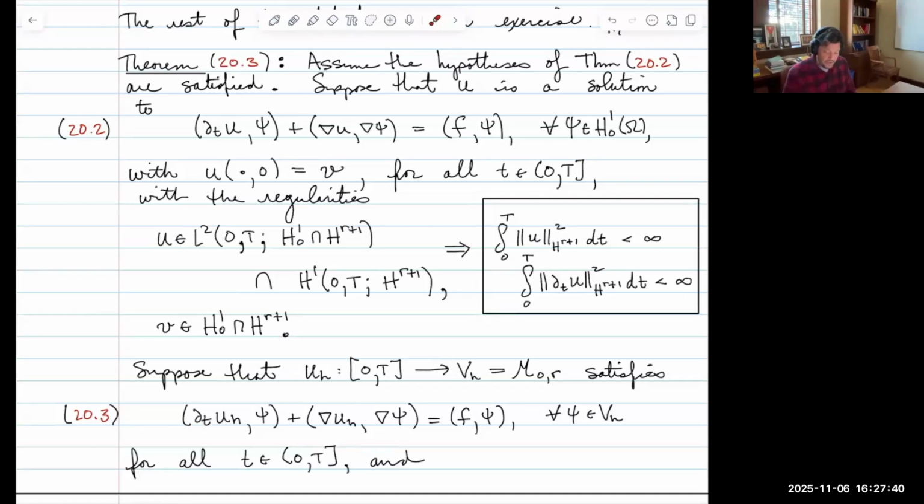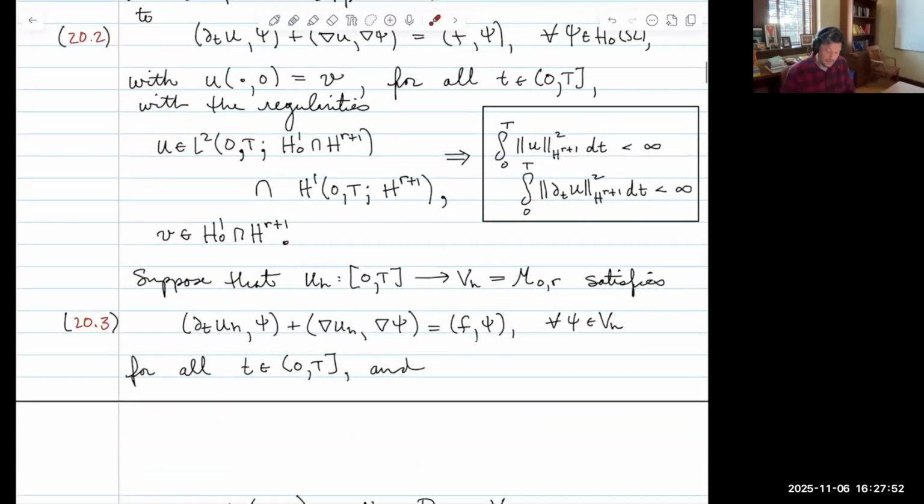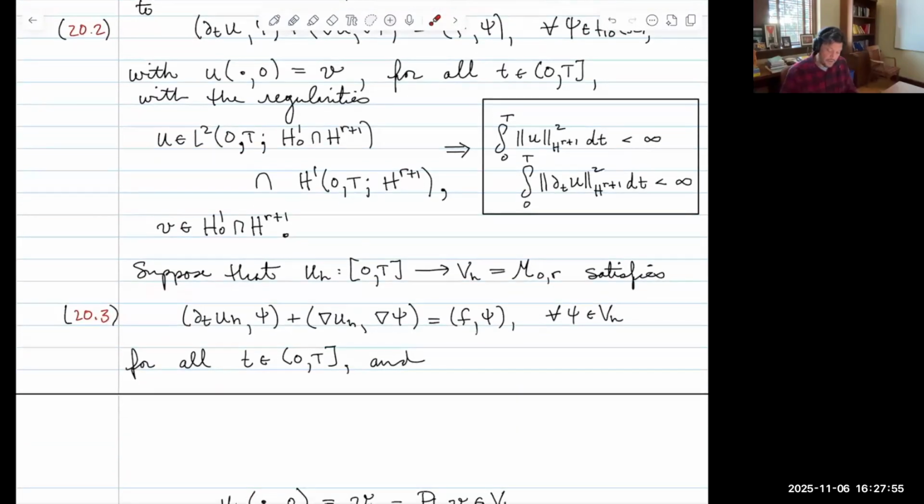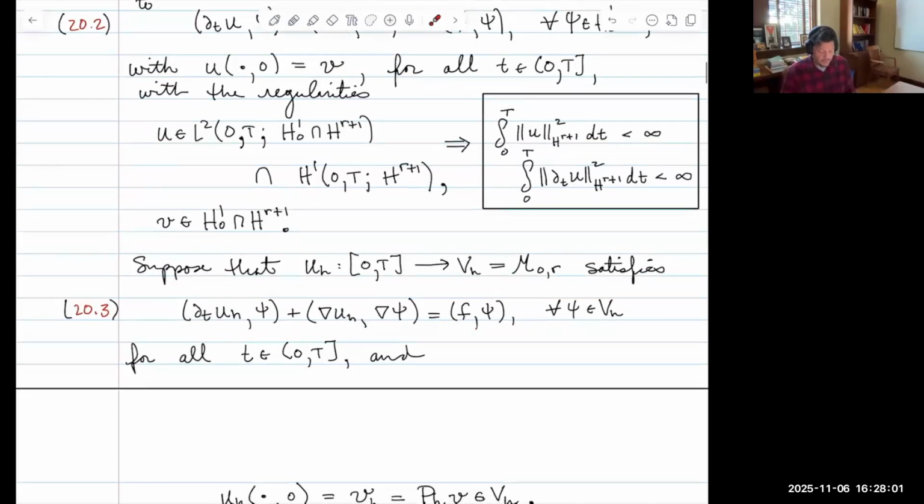That's the preliminary stuff. That's what the solution u is going to satisfy. It satisfies the PDE plus it has additional regularities as mentioned here. Now, on to the finite element solution. Suppose that the semi-discrete Galerkin approximation satisfies this equation. That's just the definition of the semi-discrete Galerkin approximation.